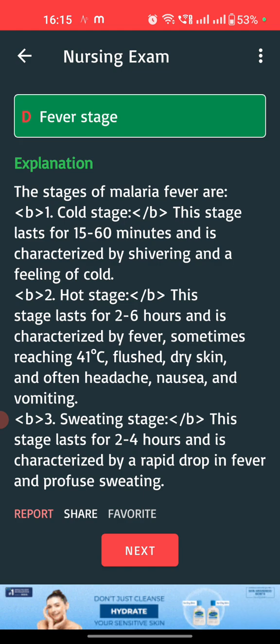2. Hot stage. This stage lasts for 2 to 6 hours and is characterized by fever, sometimes reaching 41 degrees Celsius, flushed, dry skin, and often headache, nausea, and vomiting. 3. Sweating stage. This stage lasts for 2 to 4 hours and is characterized by a rapid drop in fever and profuse sweating.